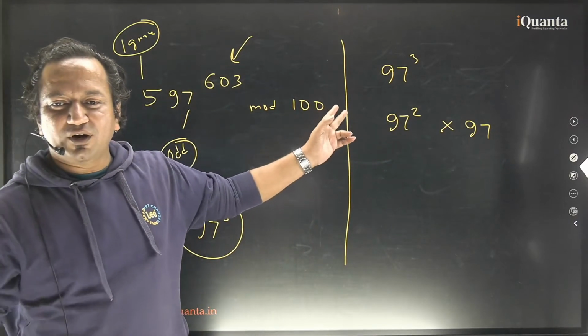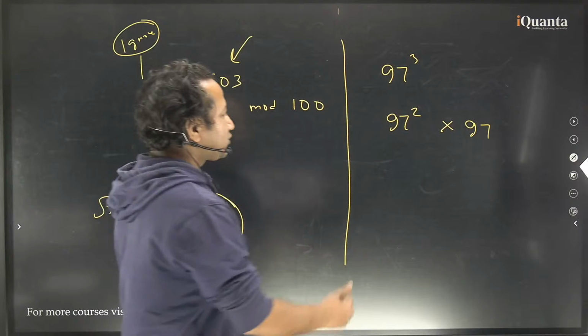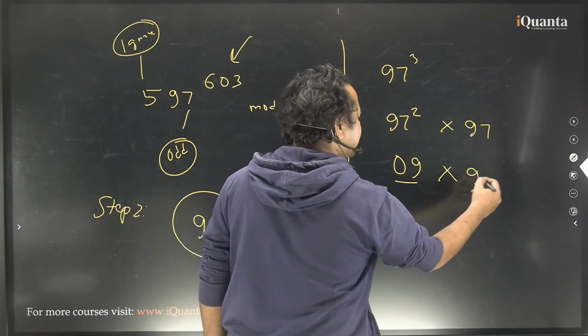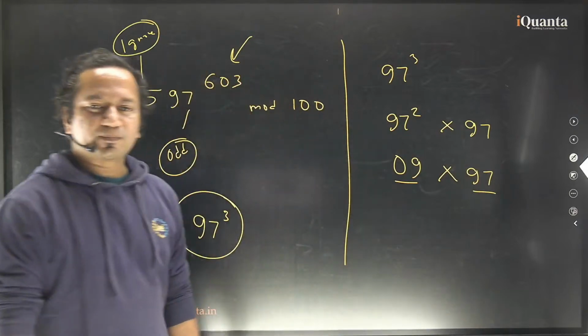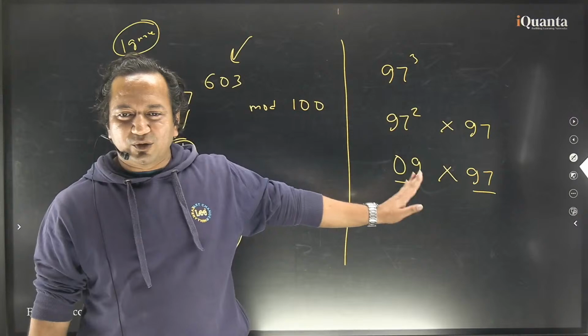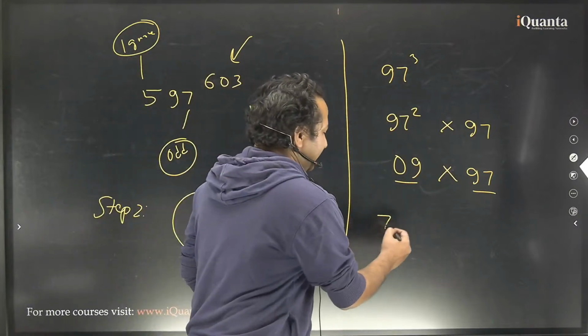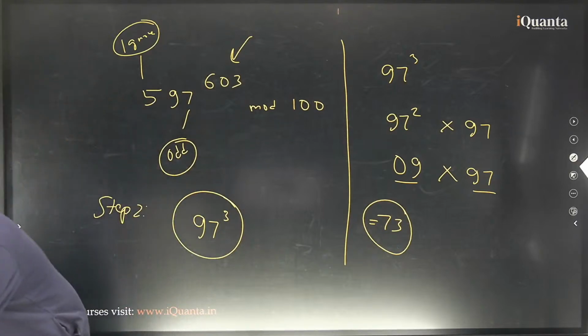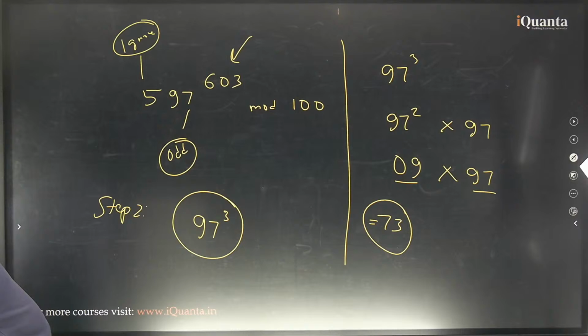97 जो है वो 100 से 3 कम है. 3 का स्क्वायर is 09. So now we have to find 09 multiplied by 97. That's it. अगर आप इसको मल्टीप्लाई करोगे तो एंड में क्या आएगा? 73, and that is our answer. Got it? Understood? People on YouTube, people on Facebook.